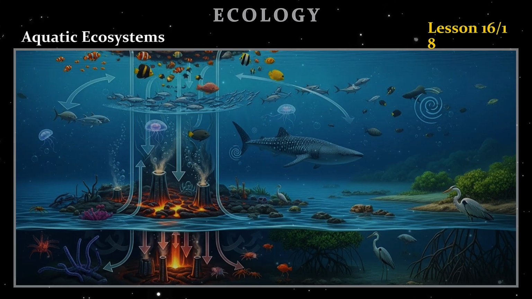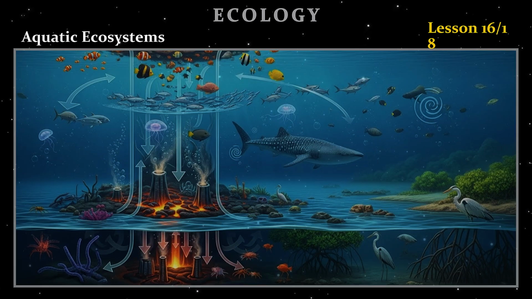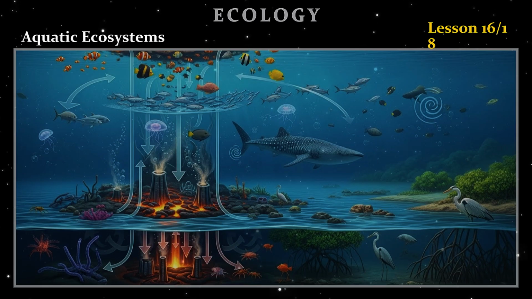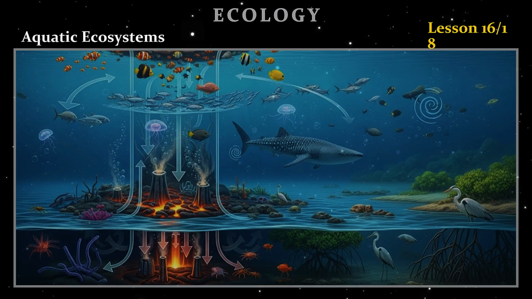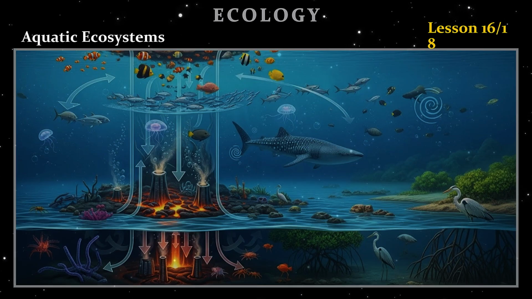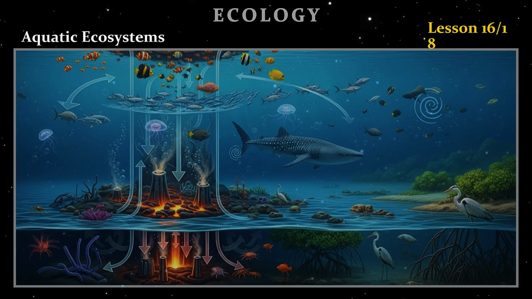Now, let us turn to the ocean. It is far vaster, but it follows similar rules of light. We divide it by depth. The photic zone is the top layer where light penetrates. This is where almost all ocean life lives. Below 200 meters is the aphotic zone, perpetual darkness. But the ocean has something lakes do not: tides.